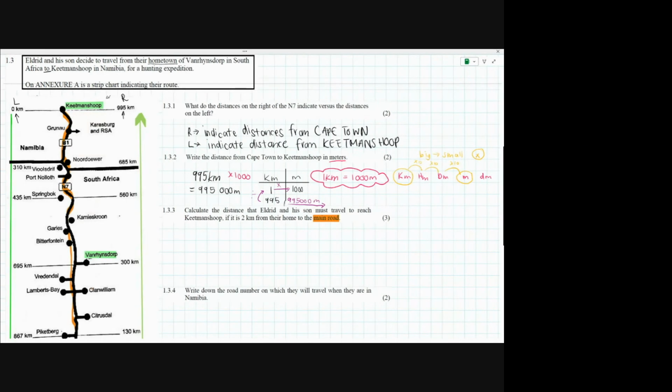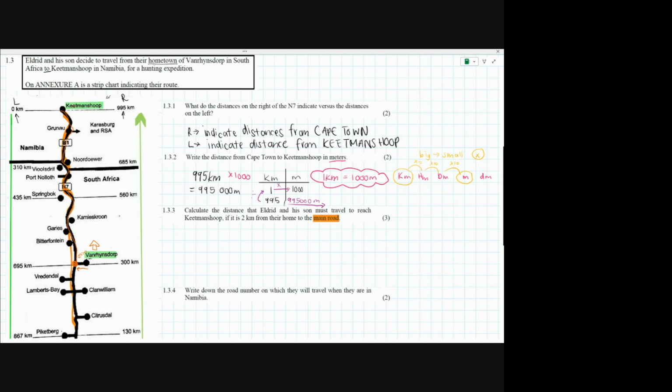What they're saying to us is, remember, their little house is here in Keetmanshoop. That's what we were told. Terrible house, but whatever. Also, no, in Van Rensdorp. And their house is 2 kilometers from the road. So they have to drive from their house 2 kilometers to get onto the N7. Once they're on the N7, they're now traveling all the way up into Namibia along the B1 to Keetmanshoop. So we now need to figure out what the distance is from this point all the way up to where we need to be.